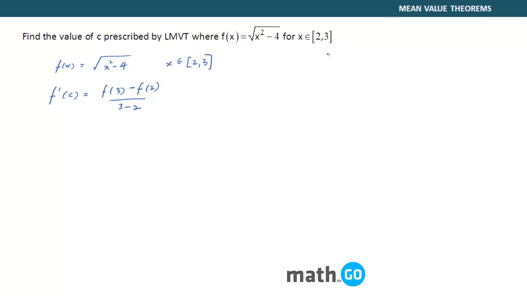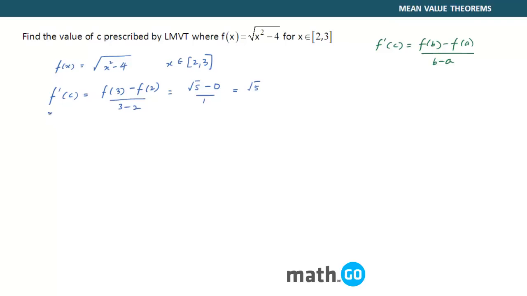Why am I doing so? Because just remember that for the LMVT, f dash c should be equal to f(b) minus f(a) by b minus a, right? This is what we were to prove. So what is the value of f(3)? f(3) comes out to be root 5, f(2) is nothing but 0, and the denominator has come out to be 1. So you want some value of c where f dash c is nothing but root 5.